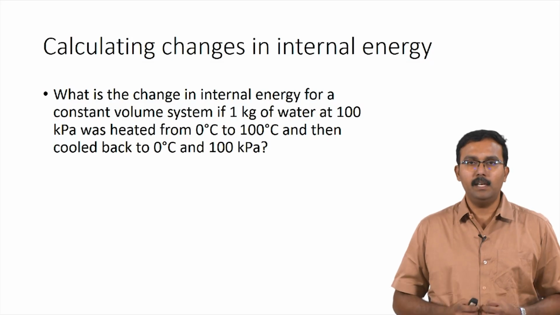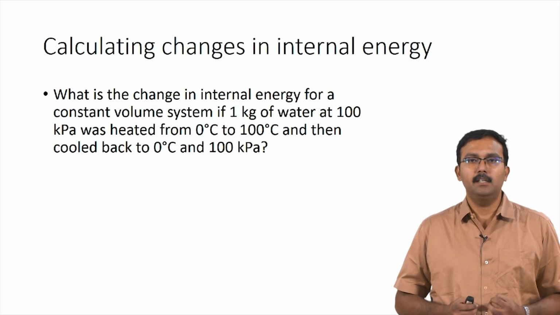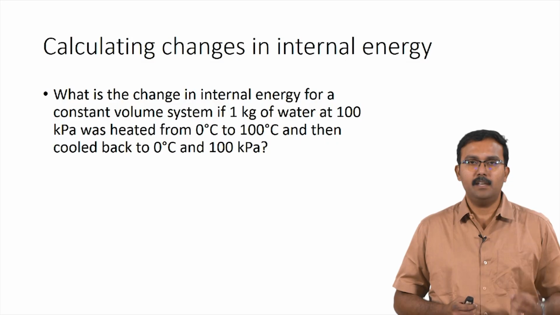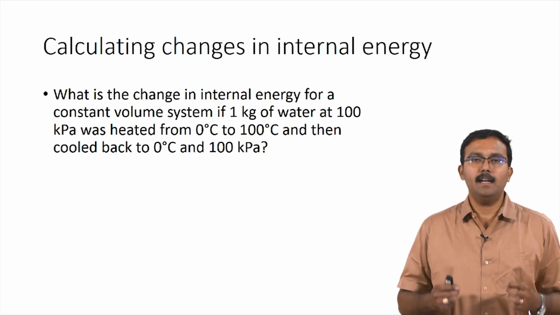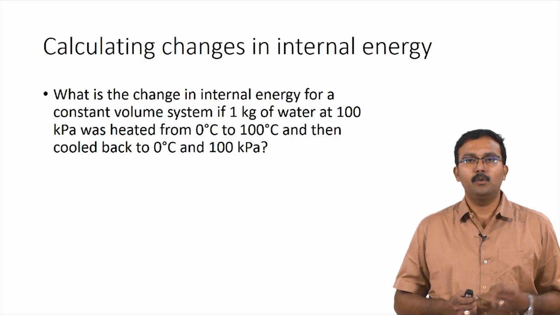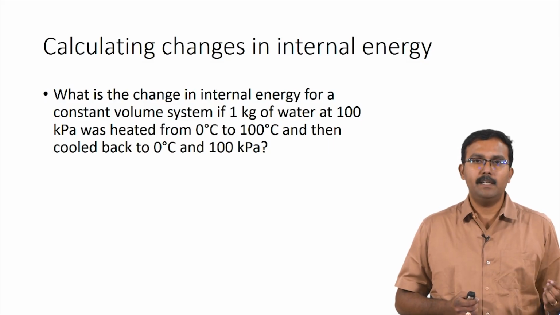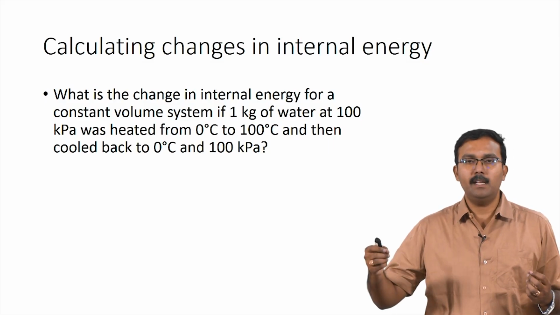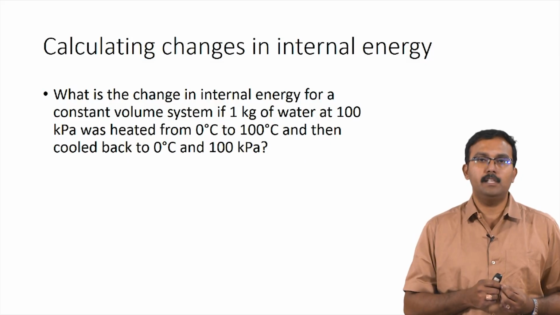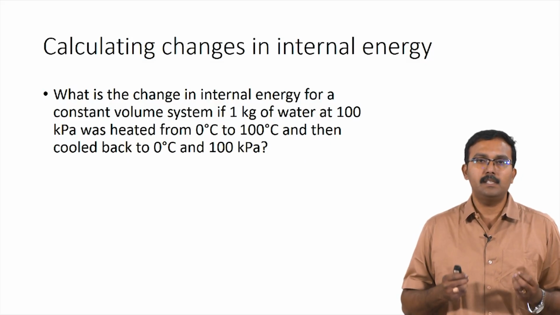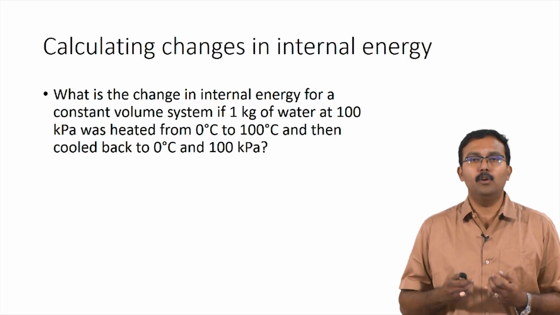What I had told you earlier is internal energy is a point function or a state function. It depends on the state at which it is present. So, for this process you start from an initial point, go to an intermediary point, and then you come back to the initial point, which means the total change in internal energy would be 0 for this process.